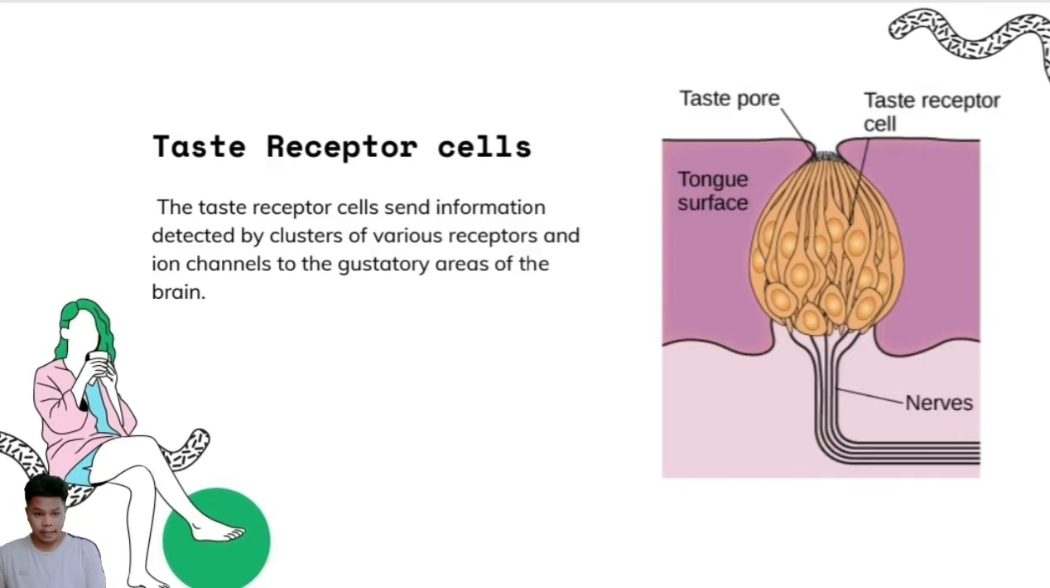The taste receptor cells send information, detected by clusters of various receptors and ion channels, to the gustatory areas of the brain, in detecting the five elements of perception, which are saltiness, sourness, bitterness, sweetness, and umami. I'm going to show you now a short video with regards to the sense of taste. So, in order for you guys to know more about the sense of taste, watch it.